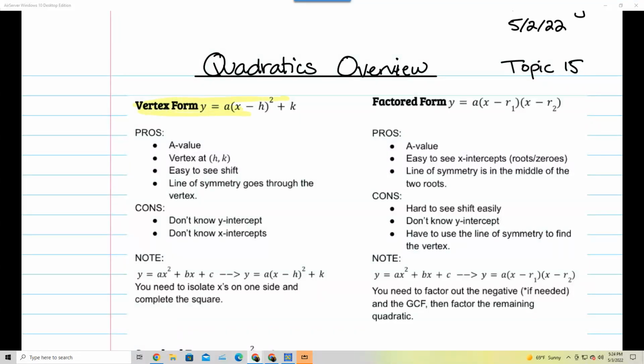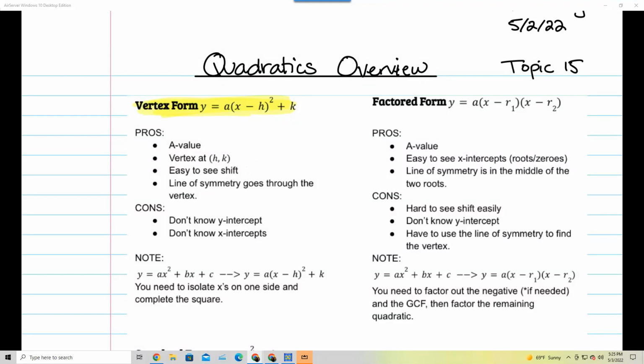It looks like y equals a times (x minus h) squared plus k. The reason why this one's important is because it's really easy to find the a value. Remember that a value tells me whether something is concave up or concave down. It also tells me the vertex is at h comma k. Now what I mean by that is this one tells you how it moves left and right. This one tells me how it moves up and down. And once you figure out what the shift is, right, moves this many units left and this many units up, then you know where the vertex is at. So it's really easy to see the shift.